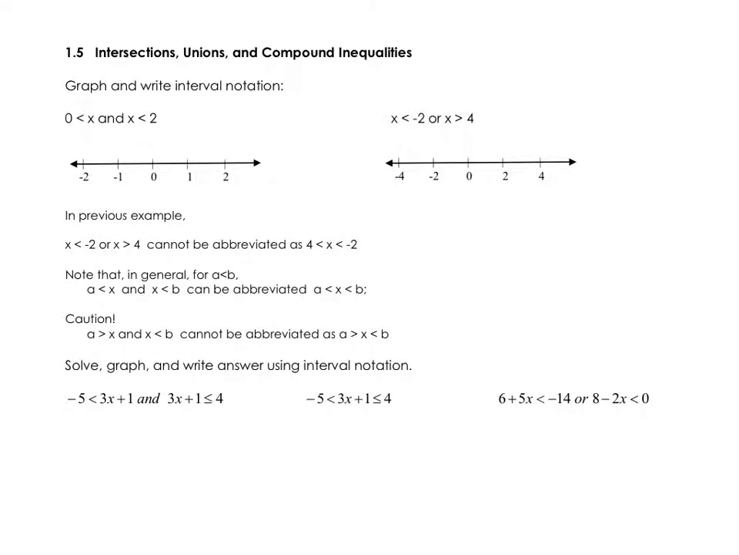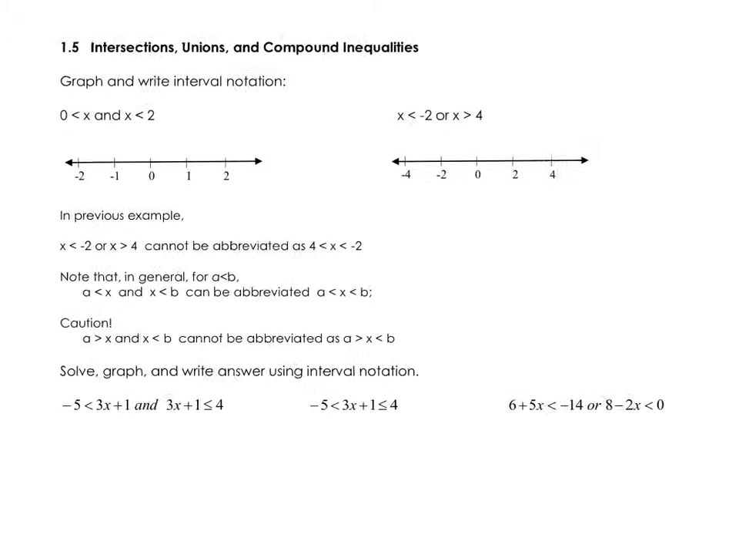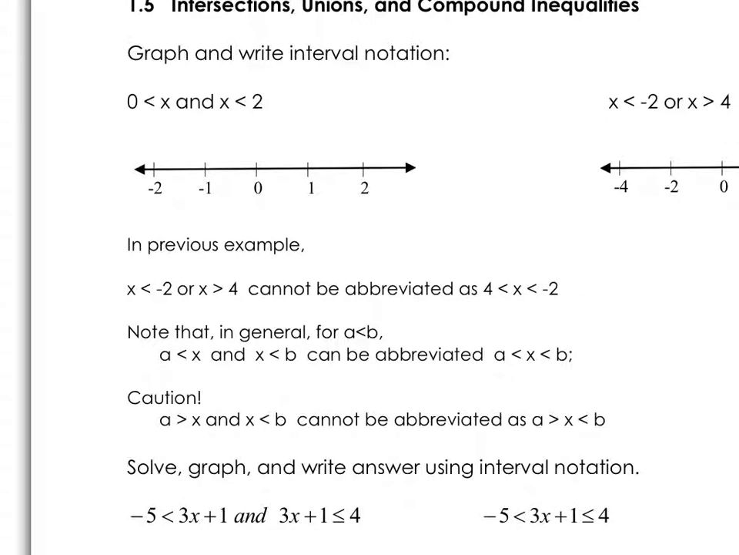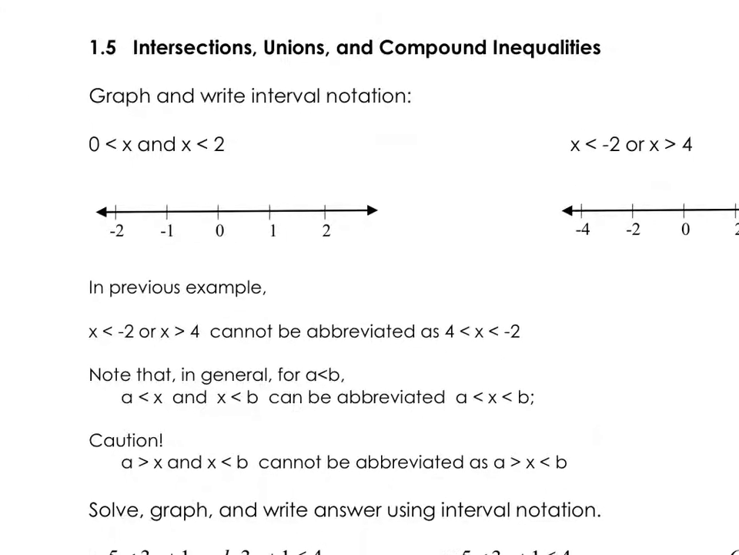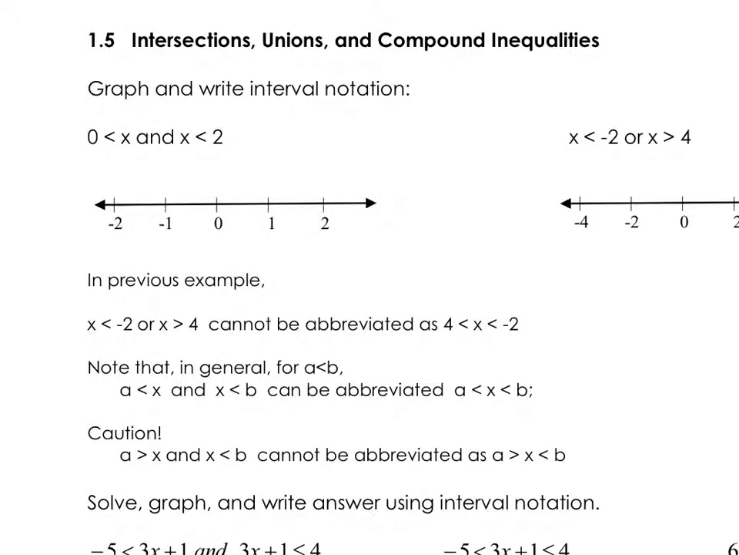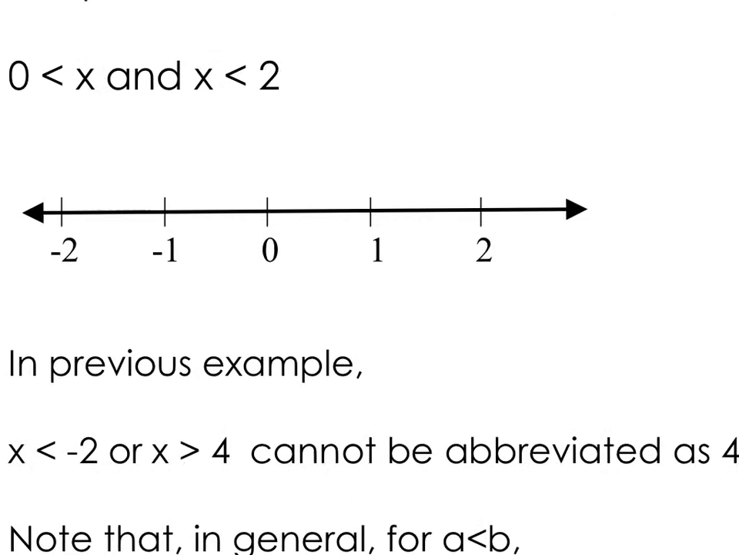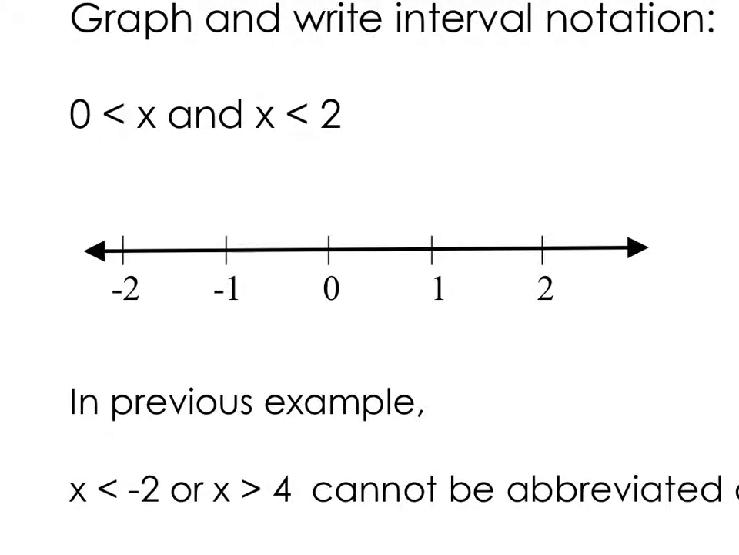Section 1.5, Intersections, Unions, and Compound Inequalities. So we want to graph and write in interval notation. Now be careful when you read this. 0 is less than x, and x is less than 2. We want to make both of these things true at the same time because it says and. That's an intersection. We want both to be true at the same time.